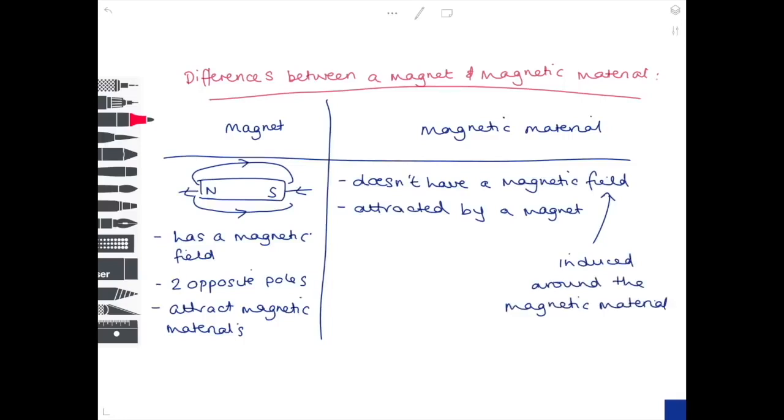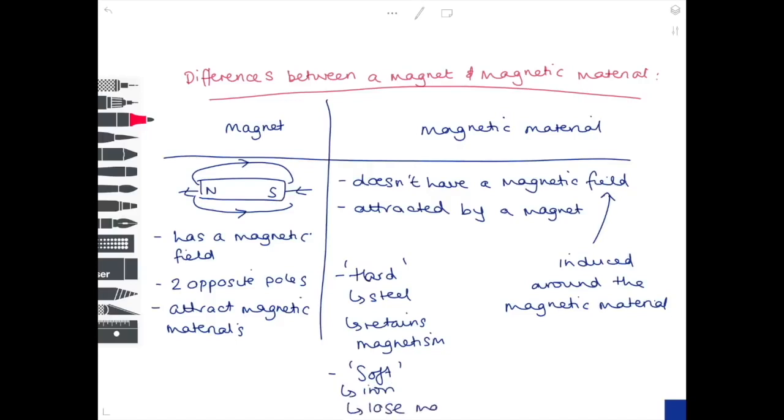If we compare hard and soft magnetic materials, we know hard ones include steel because they retain their magnetism. Soft magnetic materials, put those in inverted commas, such as iron, lose their magnetism easily. We've already mentioned the term, but let's look at it in further detail. So what really is induced magnetism?